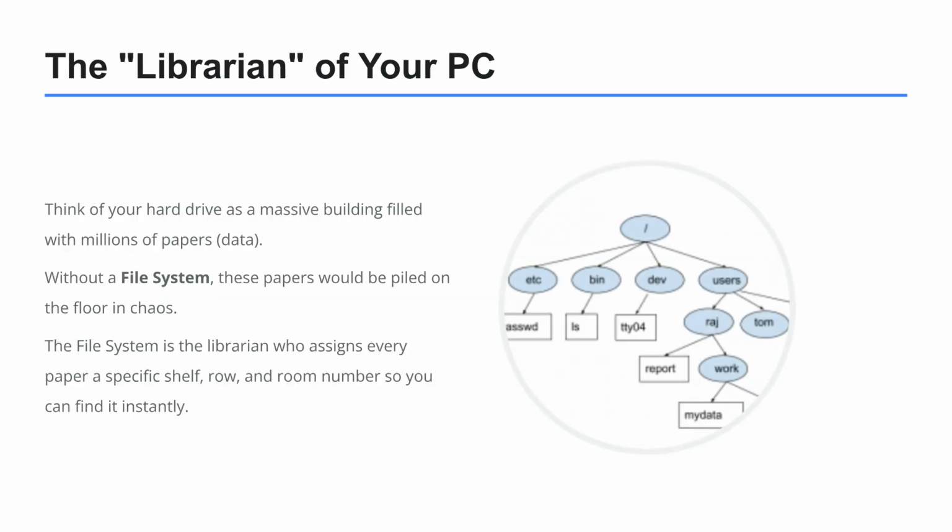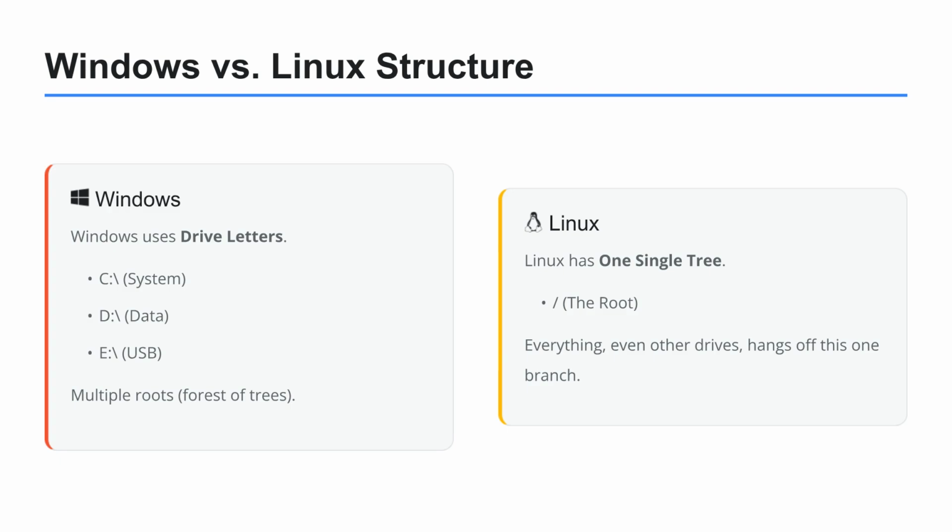Think of the file system as the librarian of your PC. Without it, your data would be chaotic. The file system organizes every piece of data, assigning it a specific location so you can find it instantly. The key difference between Windows and Linux is structure. Windows uses separate drive letters, creating a forest of trees. Linux, however, has one single tree structure, and everything hangs off the single root directory, denoted simply by a /.